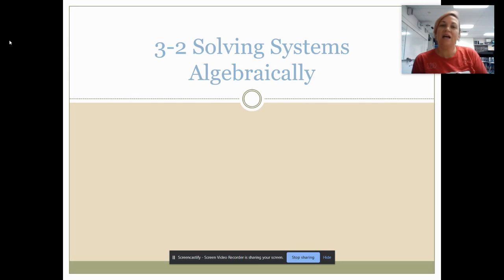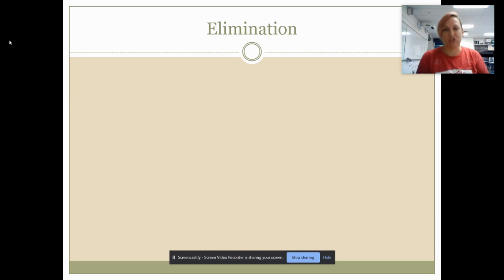Hi guys. Today we're continuing with solving a system of equations algebraically. So far this chapter, we have learned how to solve a system using substitution, which is one algebraic way to solve a system. And yesterday we learned how to solve a system using graphing. Today, our method of choice is going to be elimination. So on tonight's homework, make sure that you are definitely using elimination.